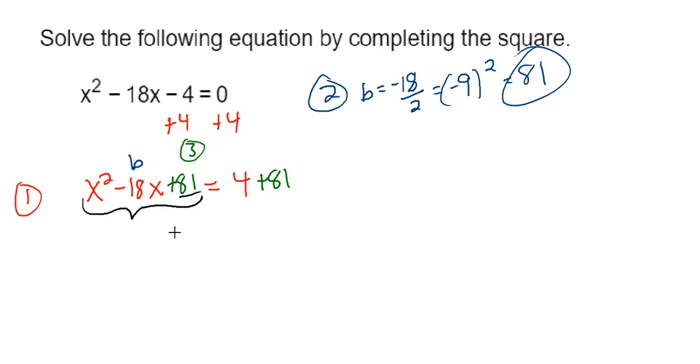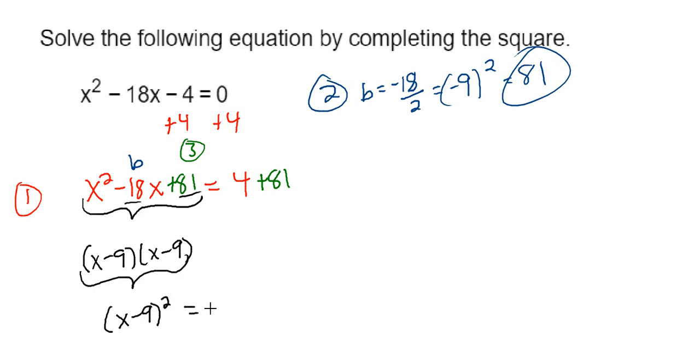Two numbers that multiply to 81 but add to negative 18 will be negative 9 and negative 9. So this will factor as x minus 9 times x minus 9, which I will want to write as x minus 9 squared. The right-hand side, we'll just add those numbers together. We get 4 plus 81. That'll be 85. Right? And then we'll solve this equation.